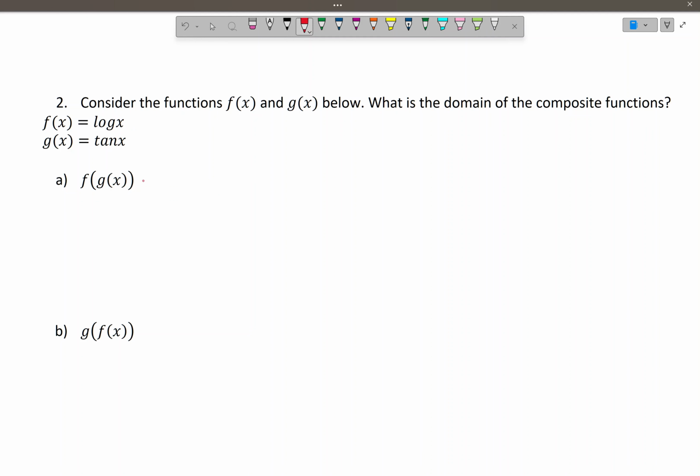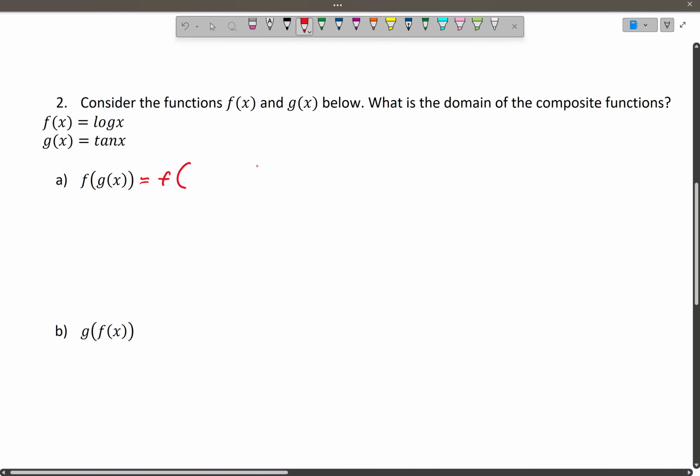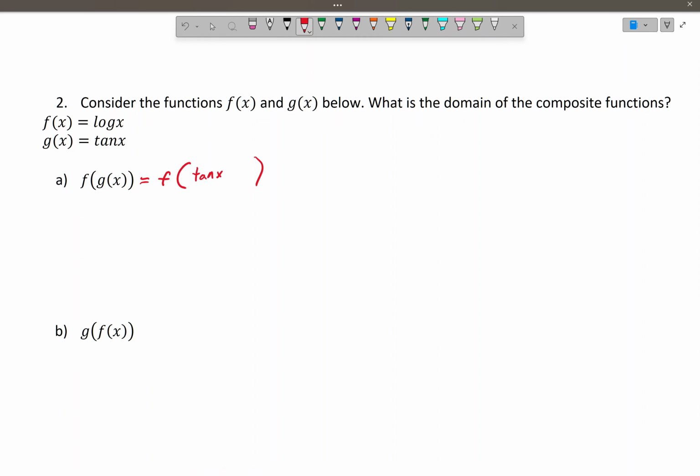Okay, so this is f of g of x. Well, g of x is tan x. And before we continue, let's look a little bit more carefully at tan x. So f of sine x over cos x. So this is what tan x is. And if this is true, which we know it is, then cos x cannot equal 0.